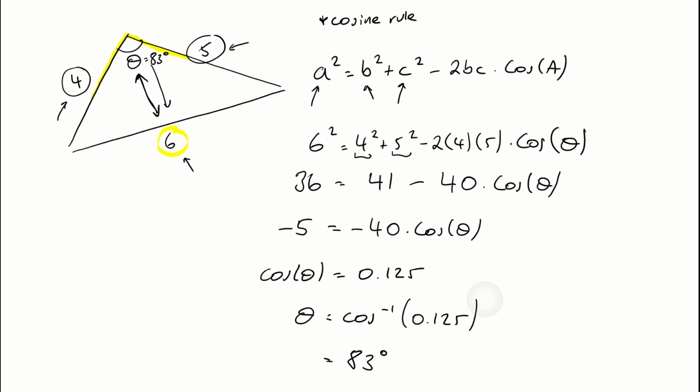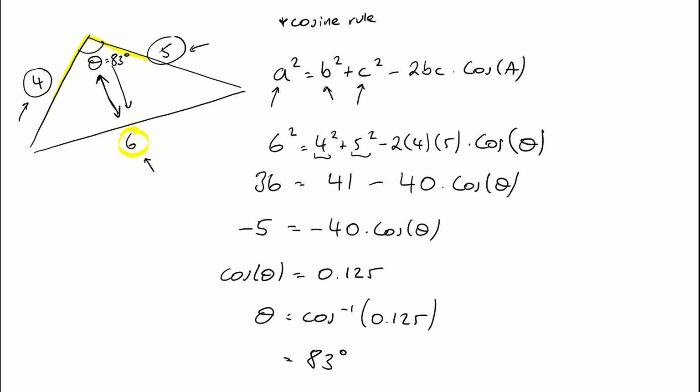So hopefully that makes some sense about how we use the cosine rule, how we can find an unknown side length and an unknown angle using our cosine rule, and the situations which allow us to use our cosine rule. So we need these two side lengths and this angle which is enclosed between the two.